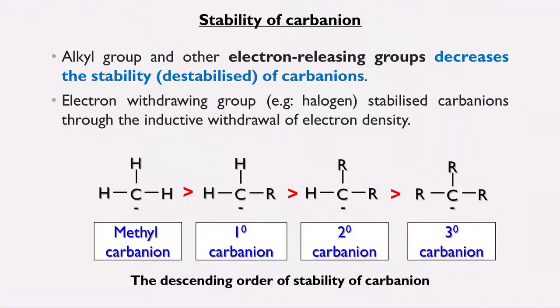Okay, opposite, lawan dengan carbanion, the stability. Since carbanion is a carbon with a negative charge, that means that your carbon already has so much electron density here. Okay, so if you give more electrons to this carbon, it will destabilize the carbon. So if there are more number of alkyl groups around that carbon, then the stability of your carbanion will decrease.